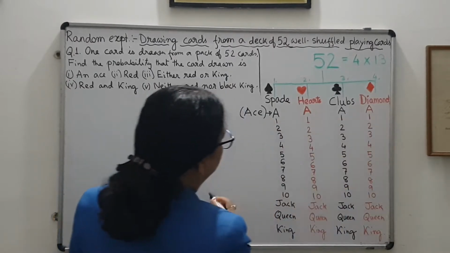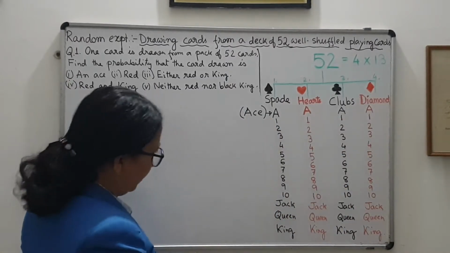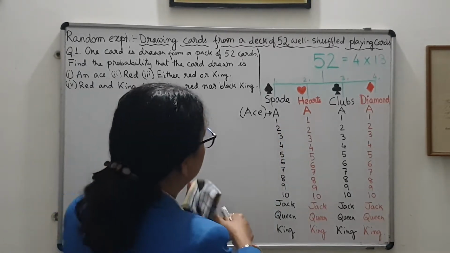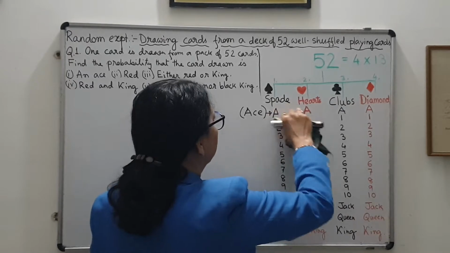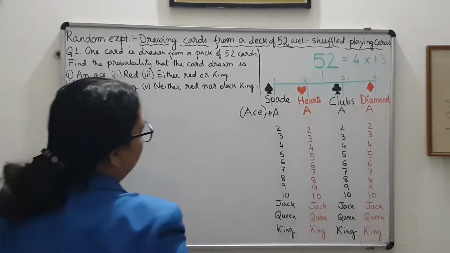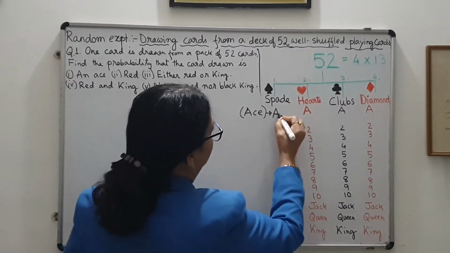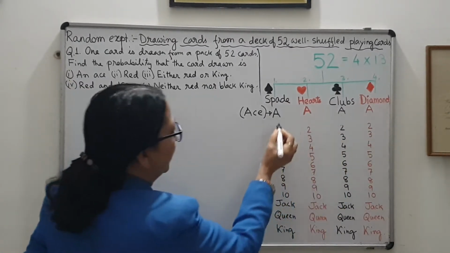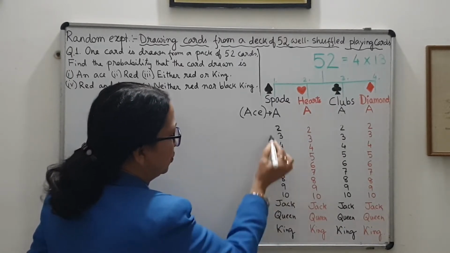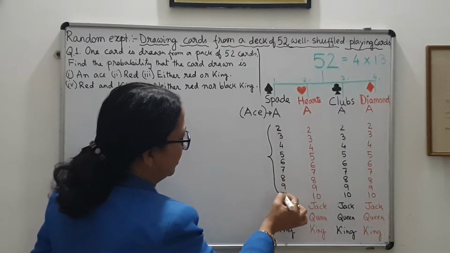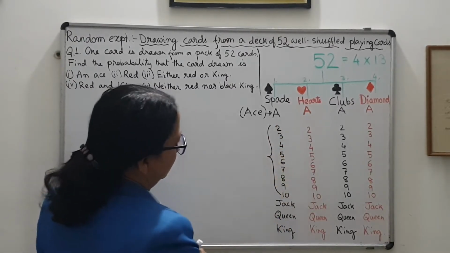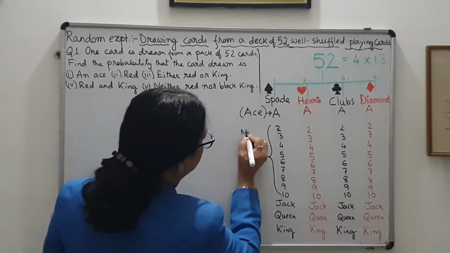Then there will be 9 numbered cards. Sorry, I made a mistake earlier, because ace is 1. Actually the value of ace is 1. So the next number is 2, then 3, 4, 5, 6, 7, 8, 9. So there are 9 numbered cards, as you see, 2, 3, 4, 5, 6, 7, 8, 9. So these are numbered cards.